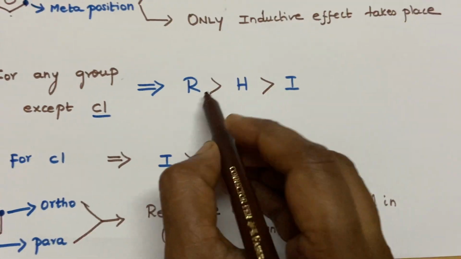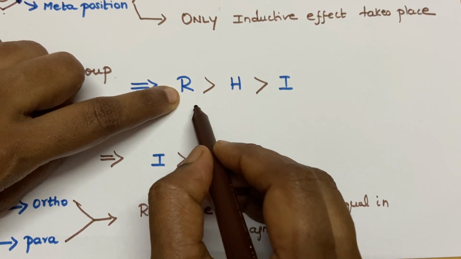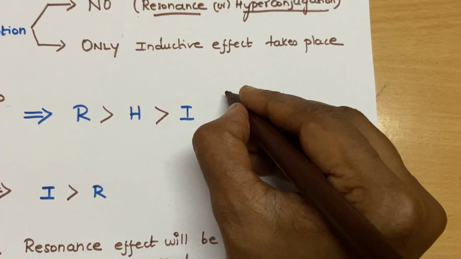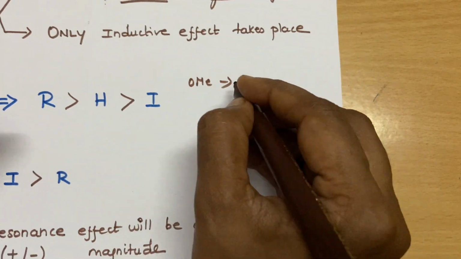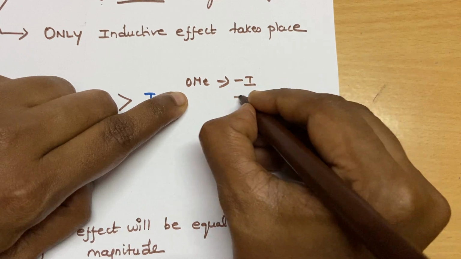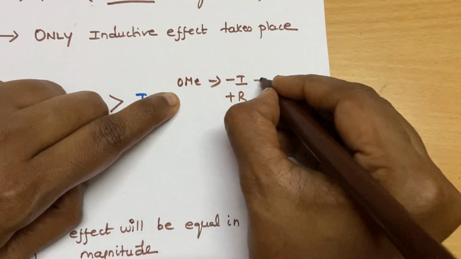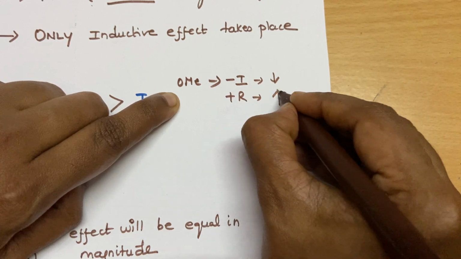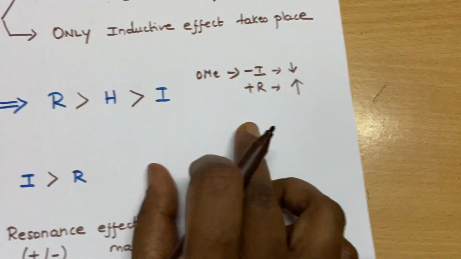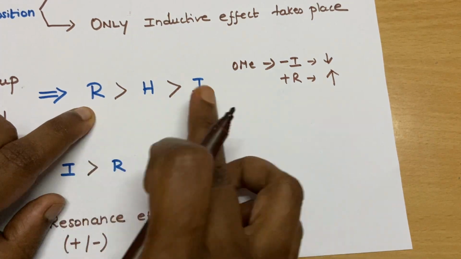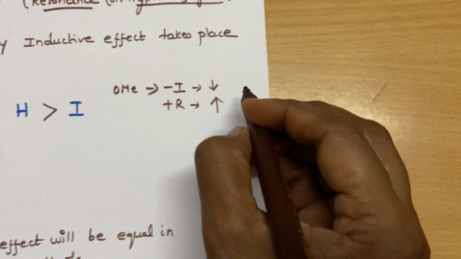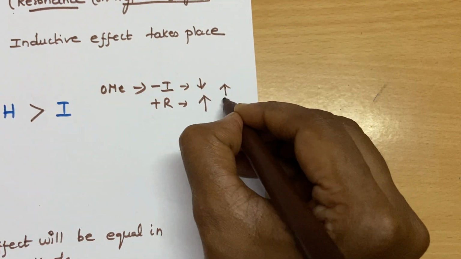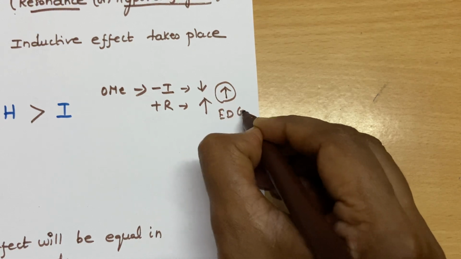And a very important point: for any group except chlorine, resonance (R) is more dominating than the inductive effect. For example, the methoxy group is going to show minus I effect and plus R effect. Due to minus I effect, the electron density is going to decrease, and due to plus R resonance effect, the electron density is going to increase. So the resonance is going to dominate the inductive effect; these are in opposite sign, so after nullifying, still it is electron donating.